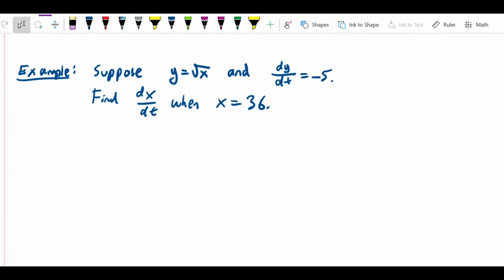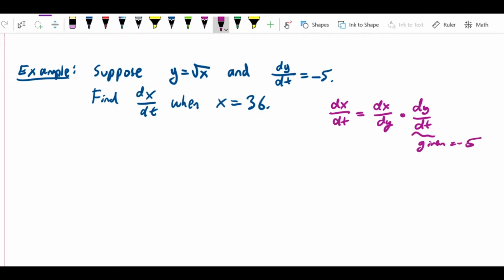Let's suppose that y equals the square root of x and dy over dt is equal to -5. So let's find dx over dt when x equals 36. What we want is dx over dt, and we have dy over dt. I could certainly find dx over dt if I had dx over dy and then dy over dt. This is given, and it equals -5. I don't have dx over dy, but if I did, I'd certainly be able to find dx over dt just by this multiplication.